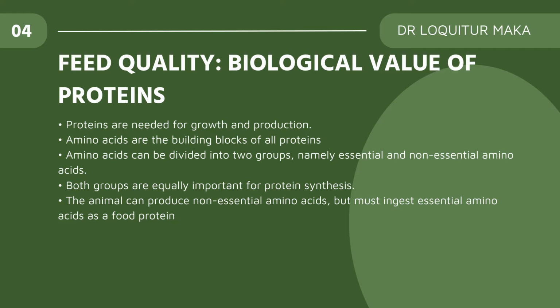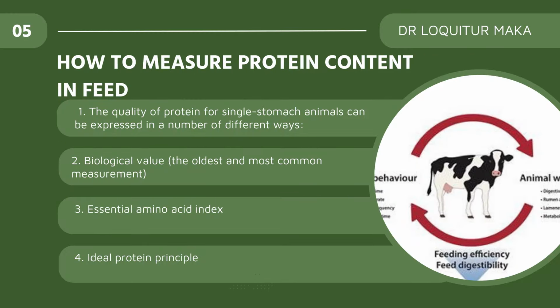So the animal can actually produce non-essential amino acids, but it must ingest the essential amino acids as food protein. So how do we measure now this protein content in the feed? How do we do that? Right? So the quality of protein for single stomach animals can be expressed in a number of ways, in different ways. So we would need to look at the biological value, right?